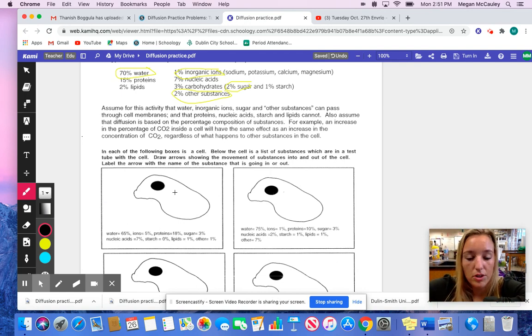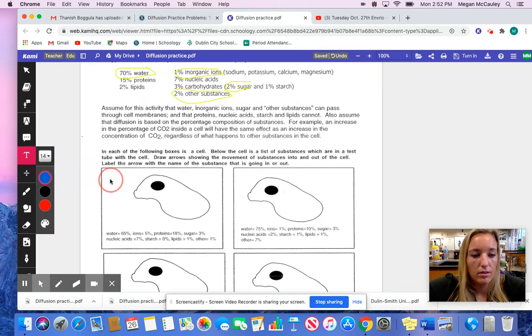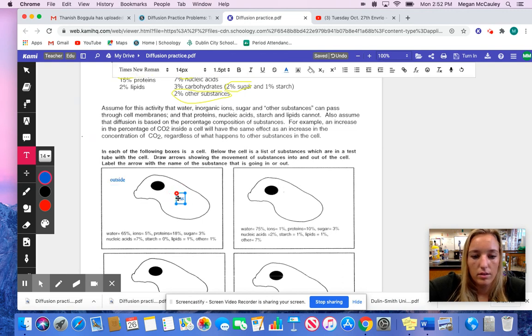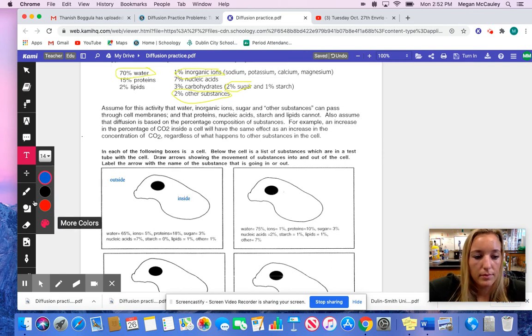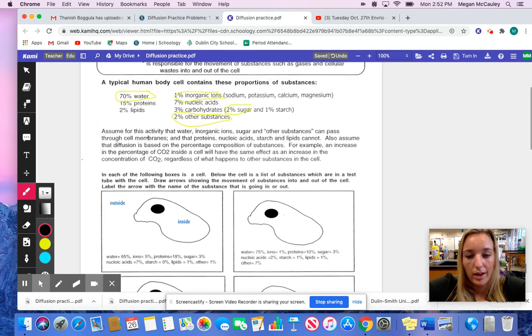Okay, so here we go. So we're looking at the percentages down here. This is my cell. So this is outside the cell, inside the cell. Okay? Now, what you're going to be doing is looking at the concentrations and determining which way the water or molecules are going to shift in diffusion. Okay, we're working on diffusion, not osmosis here. Hypertonic, hypotonic, that's going to be later this week.